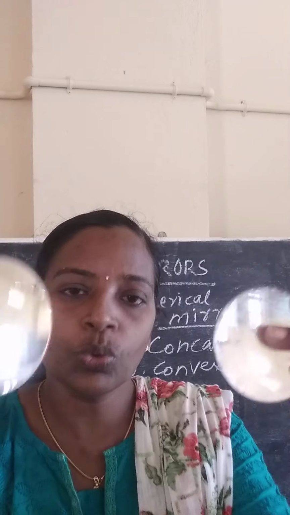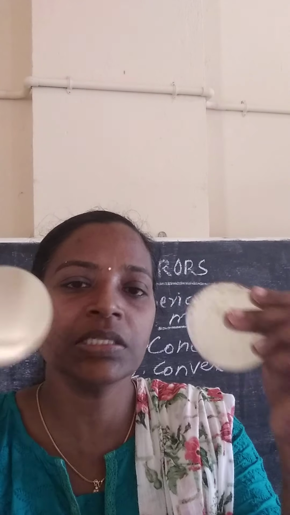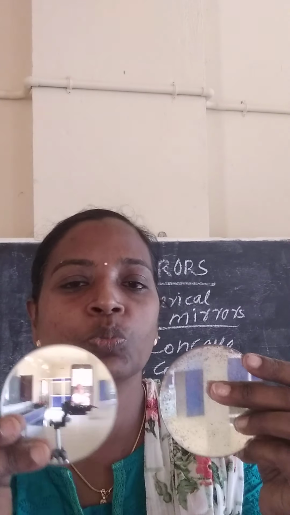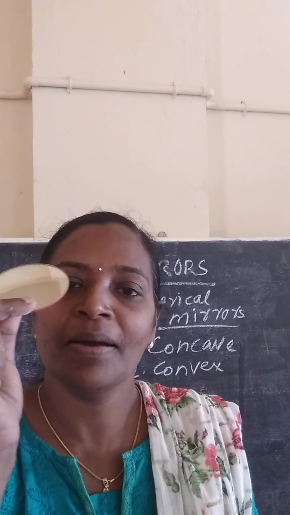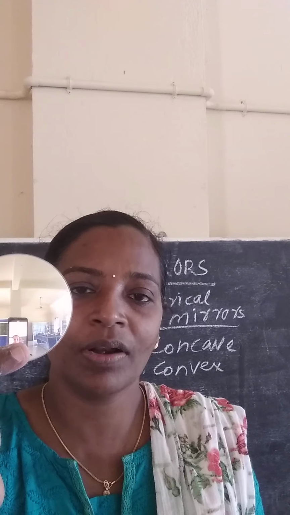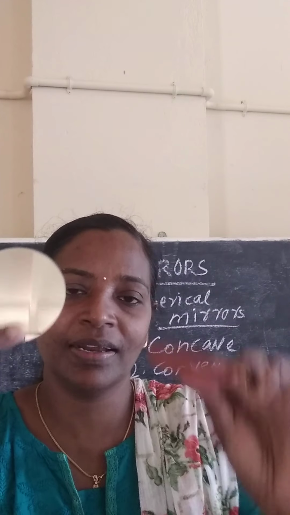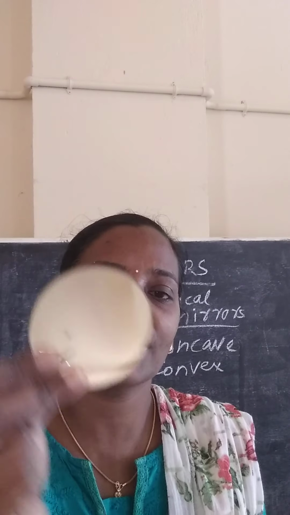So these two are spherical mirrors. These two are taken from two spheres, and that's why we call them spherical mirrors. In the concave mirror, bending is the reflecting side and bulging out is the non-reflecting side. In the convex mirror, bulging out is the reflecting side and bending is the non-reflecting side of the mirror.